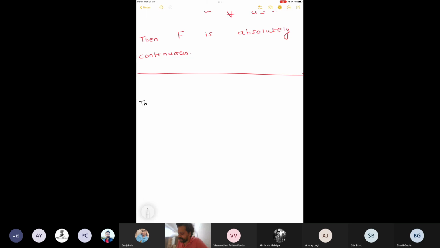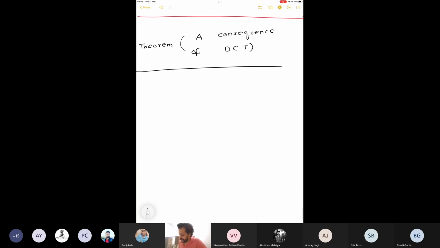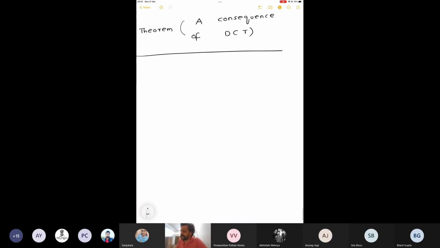Theorem. A consequence of the dominated convergence theorem. It's a corollary actually. I could have done it there, but I forgot. All these things will give you the material needed to prove this result: the indefinite integral of an L1 function is absolutely continuous. Having said that, now without much delay, let me state the theorem. What is the consequence of DCT that I am talking about?